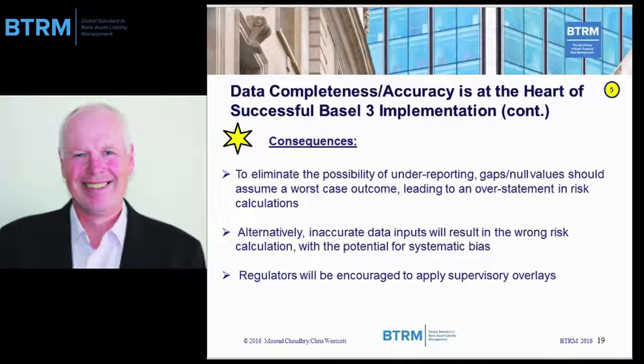So that will, one way or another, lead to an overstatement of the risk that's being run and an overstatement of the capital that the organisation is required to hold. Alternatively, if all the data inputs are just inaccurate one way or another, so they're not nil values, they're just not the right values, then the wrong risk calculation is going to happen, and there could be some systematic bias to the end result. Any regulator seeing this or getting a feel that that is the case in your organisation is going to be encouraged to put in some kind of supervisory overlay, and that might come from either the ICAAP process or the ILAA process, and I have seen cases where those overlays have been applied in the past.